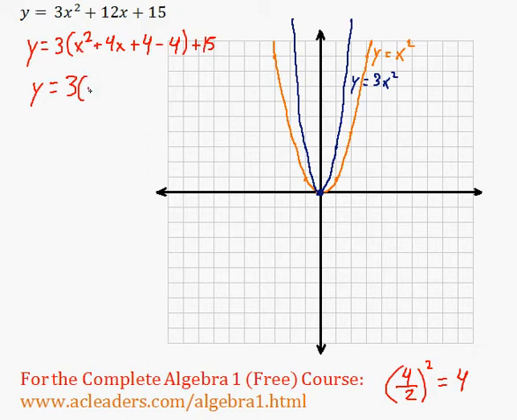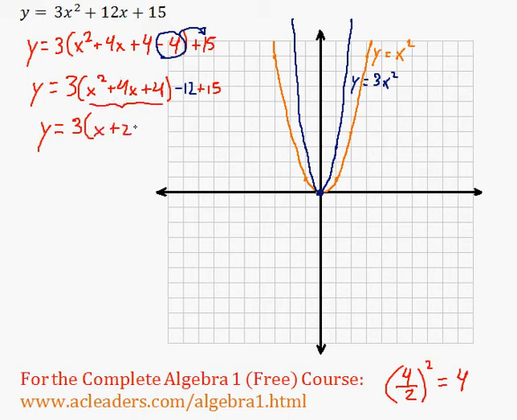Here we have x squared plus 4x plus 4, and I want to take away this negative 4 out here. To do that, I will need to multiply by 3 first. So negative 4 times 3 is negative 12, and we still have the 15. So we get 3 times this guy, which factors into x plus 2 squared, and negative 12 plus 15 is 3.